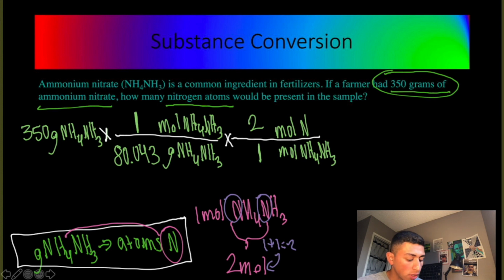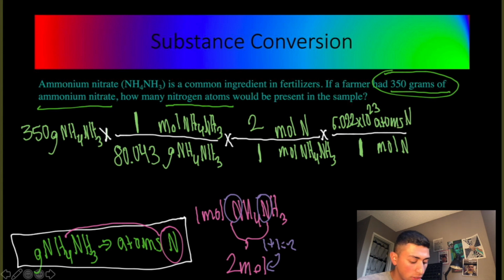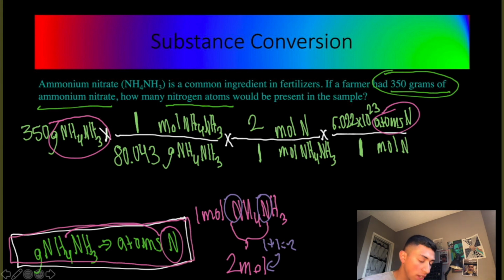Now that we have moles of nitrogen, we're allowed to do a conversion from moles of nitrogen to atoms of nitrogen. We can do this mole to atom conversion because for every 1 mole of an element, you have 6.022 times 10 to the power of 23 atoms of that element, and in this case, that element is nitrogen. This is the complete problem setup, because our final unit is atoms of nitrogen and our initial unit is grams of ammonium nitrate. If we look down here, that is what we had to do: convert from grams of ammonium nitrate to atoms of nitrogen.